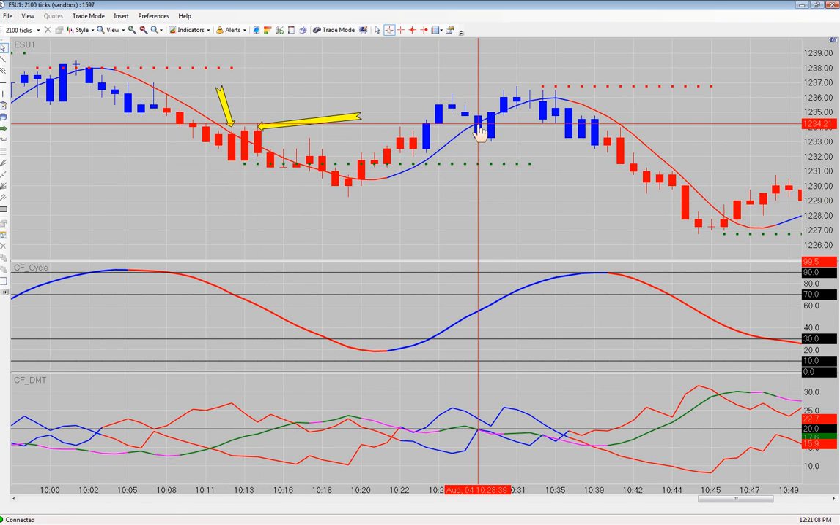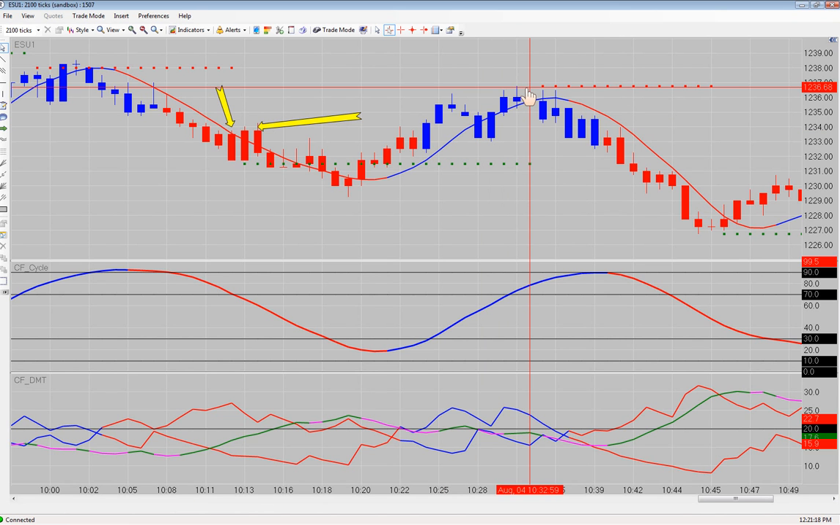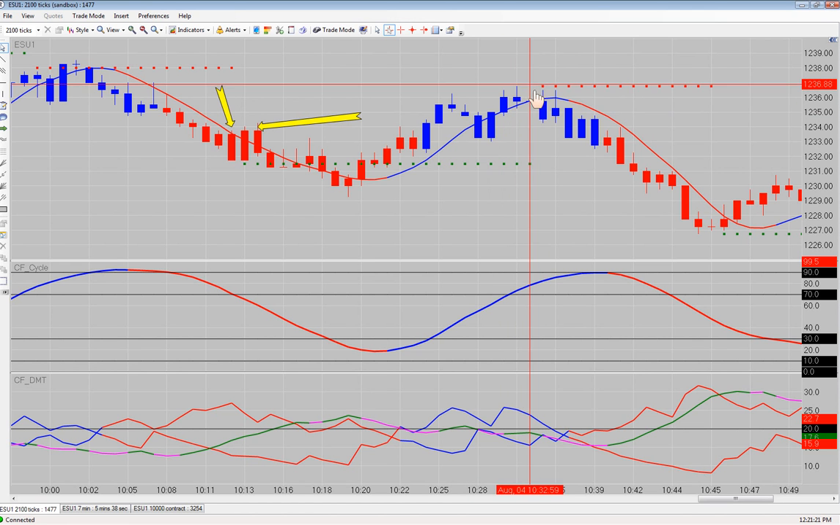This over here was a sandbox on the long side right here. Okay, and again, we're looking at 2 points here, so your entry would have been at 34.5, and it got up to 36.75, so you would have gotten your 2 points profit on that one.